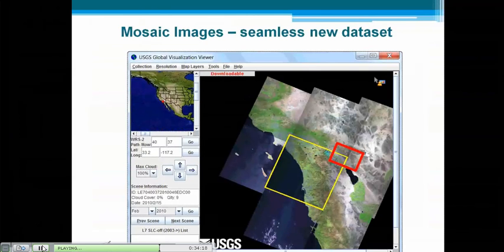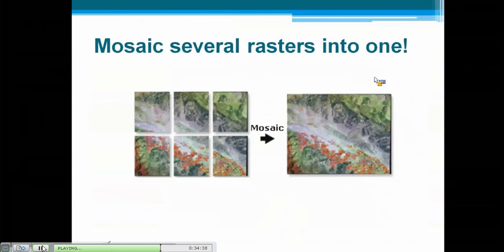This happens to be the interface for the USGS Global Visualization Viewer that I'm showing here. You can see where you can get your dates and the locations of your data and download them. Be aware that they're fairly large files, so make sure you have enough time, bandwidth, and storage space. Once I've clipped out the parts I want, I can mosaic those images together to have one image for my study area.